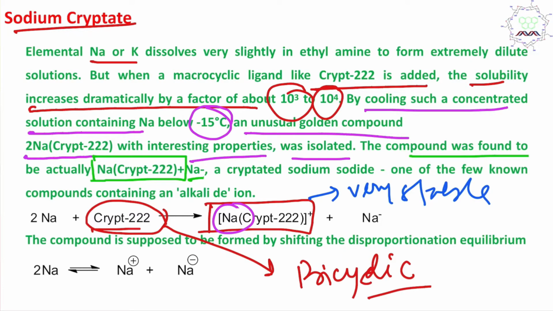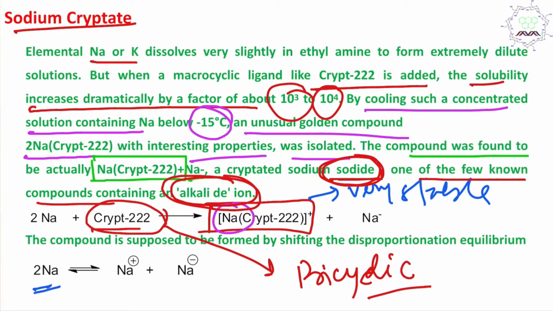So cryptate sodium and sodide; this sodium minus is called sodide, like chlorine to chloride, sodium to sodide. It is one of the few known compounds containing alkalide ions, or better to say anions of alkali metals. The overall reaction that is happening: two sodiums are ionizing, one is sodium plus and another is sodium minus, and in this case the positively charged cation is extremely stable because of this cryptate cyclic ligand.